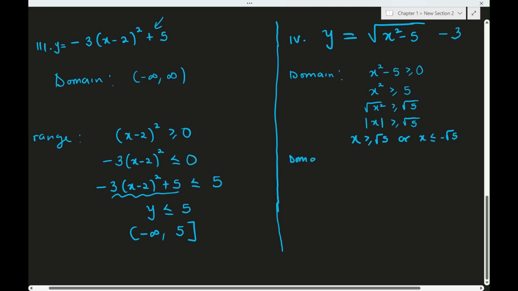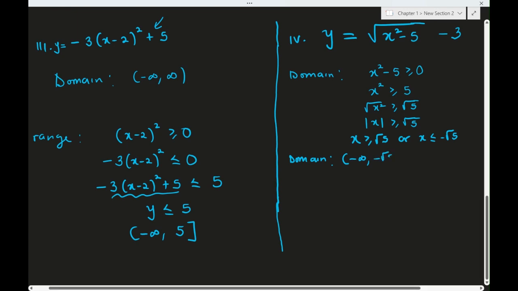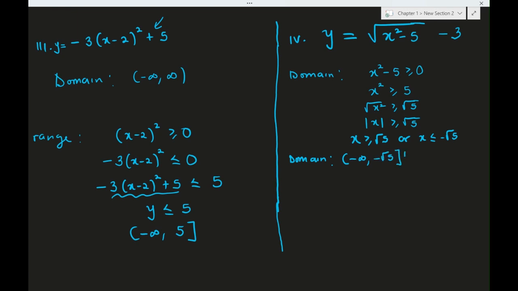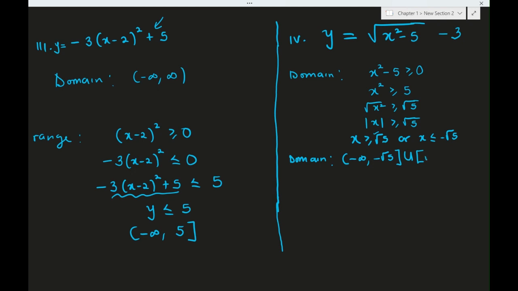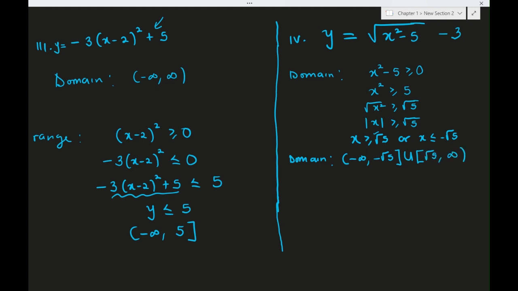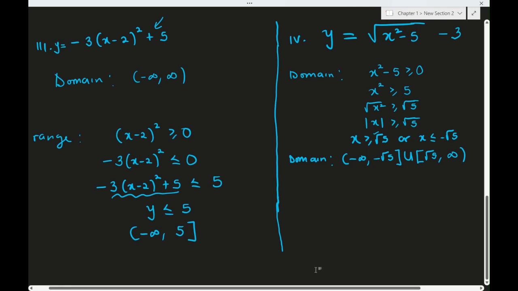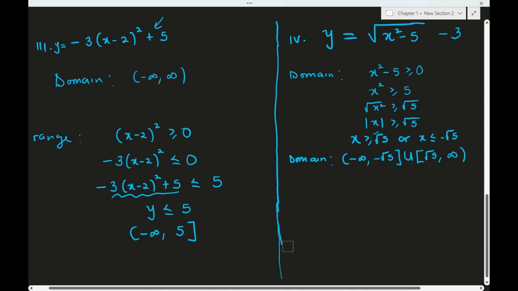So it means the domain, it's from where? Minus infinity to minus root 5 closed, union, then for this one you will have closed at root 5 to infinity. So you can see that the domain as well is not bounded. So you see there is minus infinity and there is infinity. So this is good.